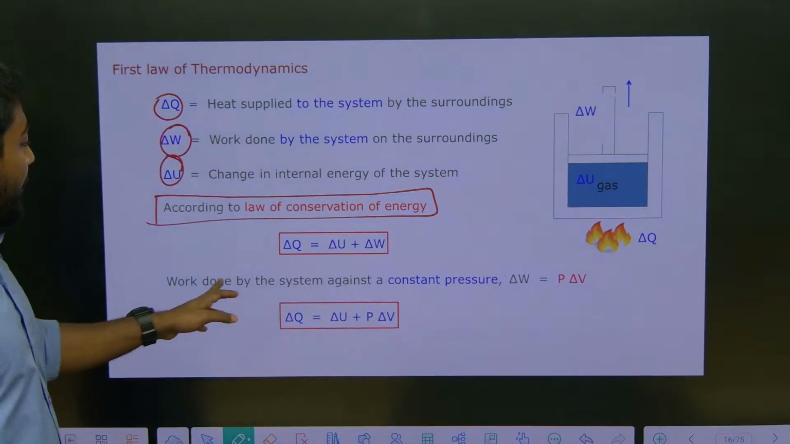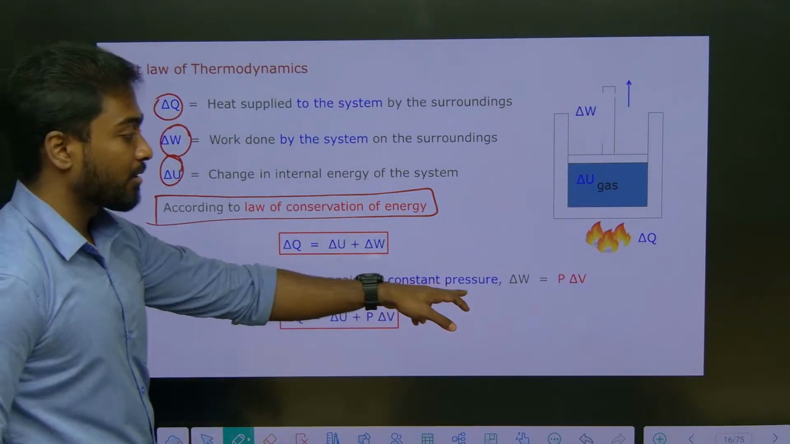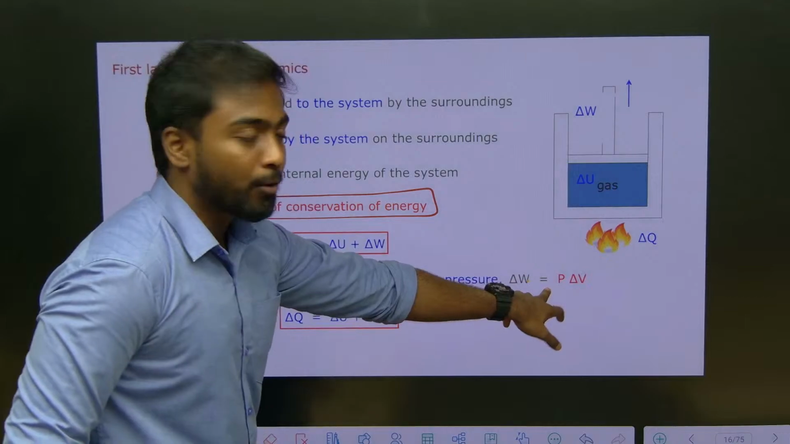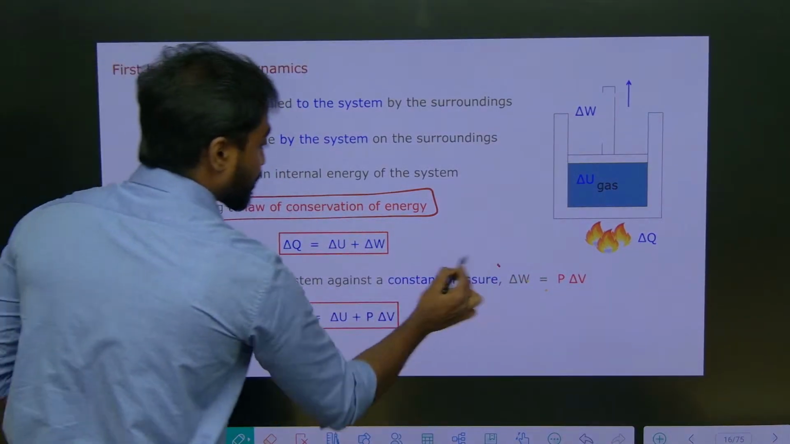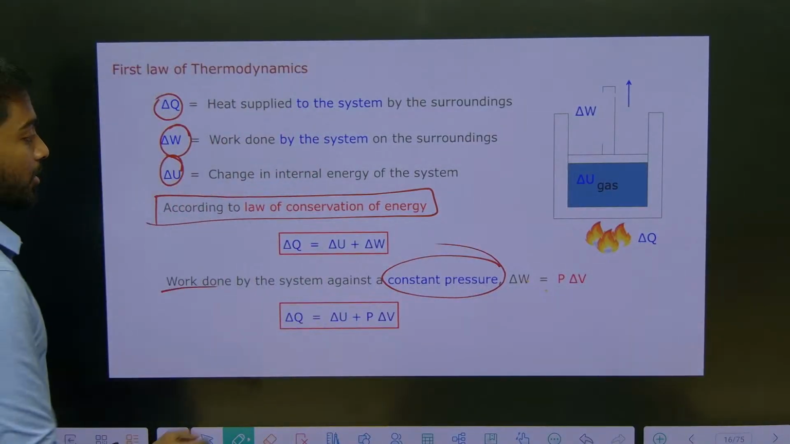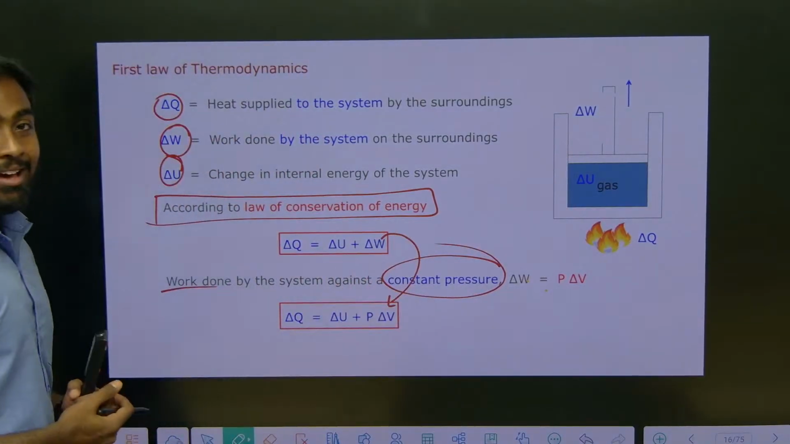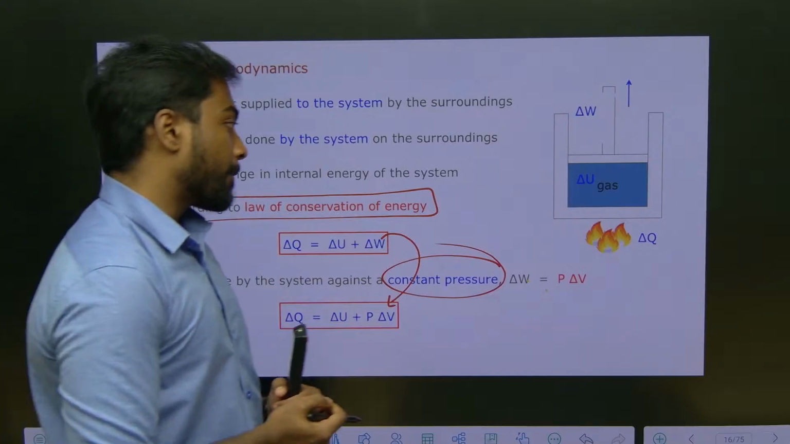Okay. So work done by a system against a constant pressure, which is delta W, is equal to P into delta V. So for constant pressure we are talking, I can replace it as P into delta V.